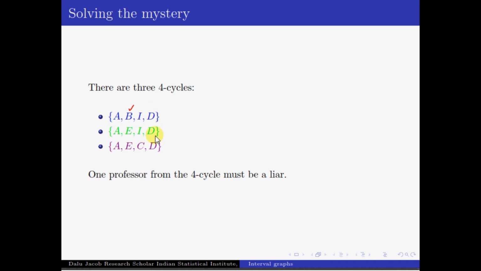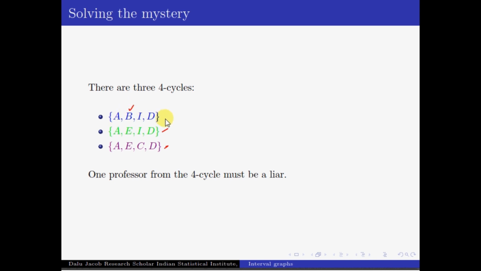So if he was a liar, it doesn't matter. These cycles will remain. Even if he was a liar, his testimony doesn't affect these two cycles, right? So even if he was a liar, these two cycles remain in the graph, which is a bad thing for us. So we can easily eliminate those professors who are not there in all the cycles.